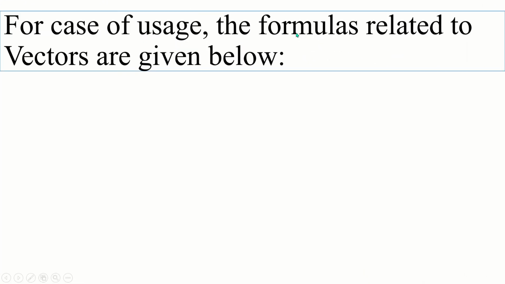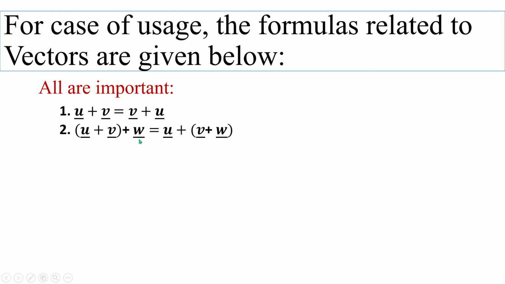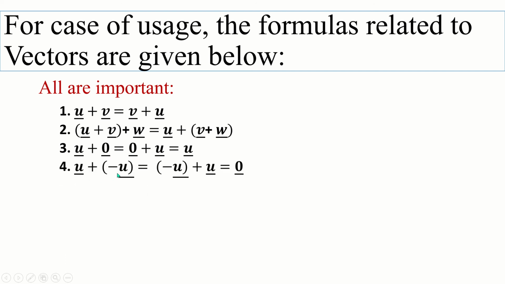For ease of use, the formulas related to vectors are given below. All are very important for you. Number one, u vector plus v vector is equal to v vector plus u vector. That's the commutative law. U vector plus v vector plus w vector is equal to u vector plus v plus w vector. This is the associative law. U vector plus 0 vector is equal to 0 vector plus u vector, which is equal to u vector. U vector plus minus u vector is equal to minus u vector plus u vector, which is equal to 0 vector.